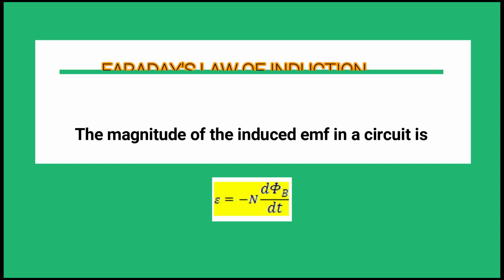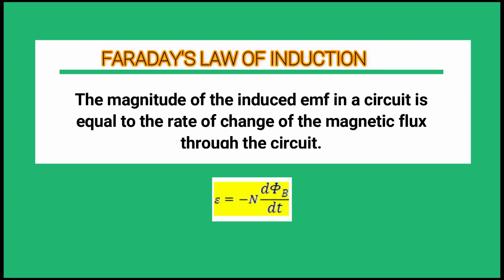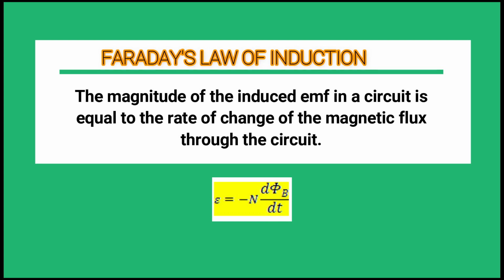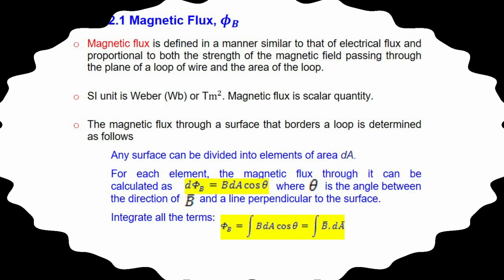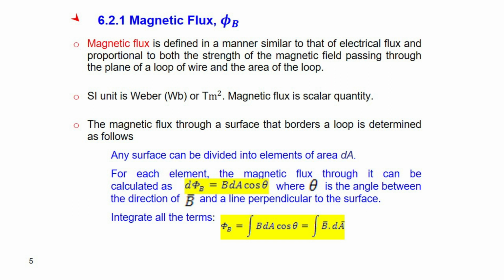Faraday's law of induction states that the magnitude of the induced EMF in a circuit is equal to the rate of change of the magnetic flux through the circuit. EMF equals negative N, capital N is the number of turns, d flux over dt. So kita dah belajar flux dulu, cuma kita nak recall balik ni. Magnetic flux is proportional to the strength of the magnetic field B passing through the plane of a loop of wire and the area of the loop A. The SI unit is Weber or Tesla meter square.